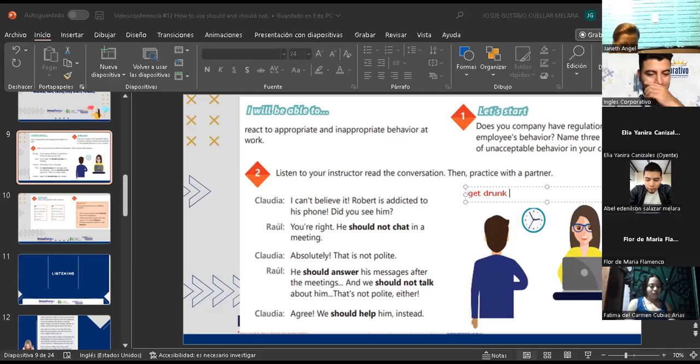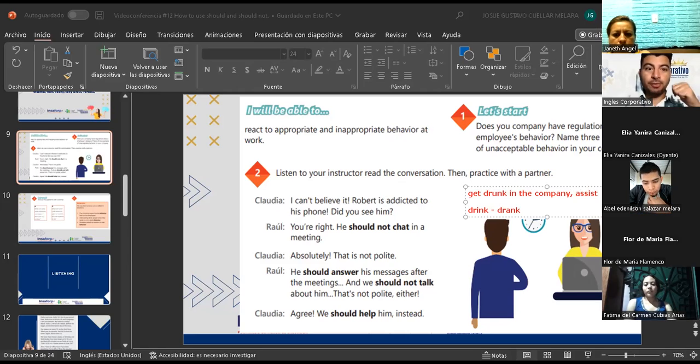Get drunk in the company, or assist to work drunk. Drink is el verbo beber. Drunk es el pasado, bebía o bebí, pero drunk significa bebido o tomado, como nosotros decimos, ah, no, hombre, es que este Mario andaba tomado. So imagine, yo sé que Mario no lo hace, es un alma inocente. Well, twice a week, so drunk, okay, and so got drunk in the company, y contanos qué hizo.